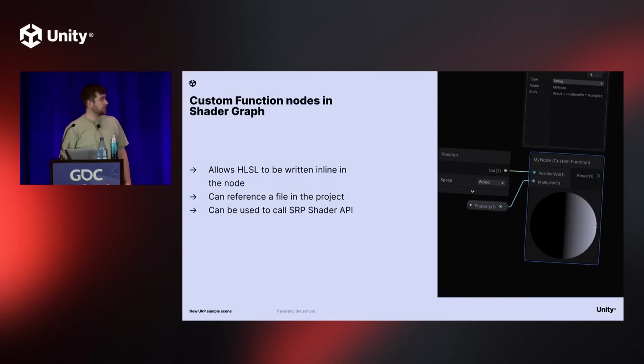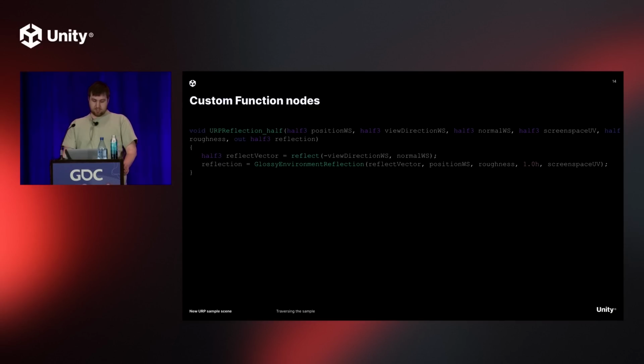And we do this using custom function nodes in shader graph. And these are really powerful, especially if you want to hook into some of the shader API that is in the SRPs. You can use them to write any kind of HLSL, which is super powerful. But as I said, if you know the shader library, you can take advantage of that. So in a separate file, we defined this URP reflection function. And then here we call GlossyEnvironmentReflection, which is a shader library function from URP. And this means that we get all the support that we need.